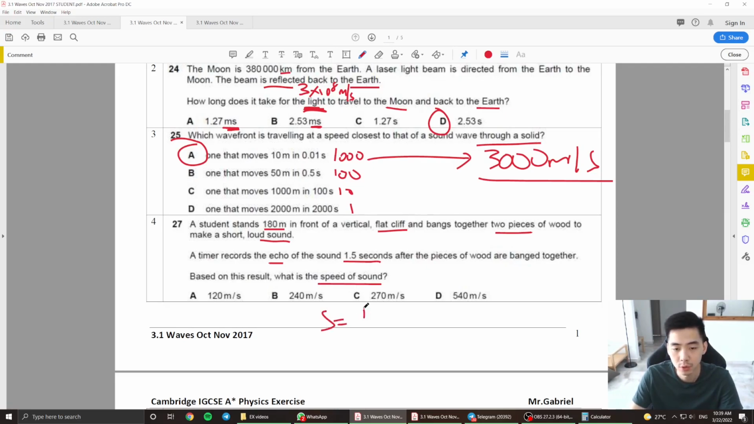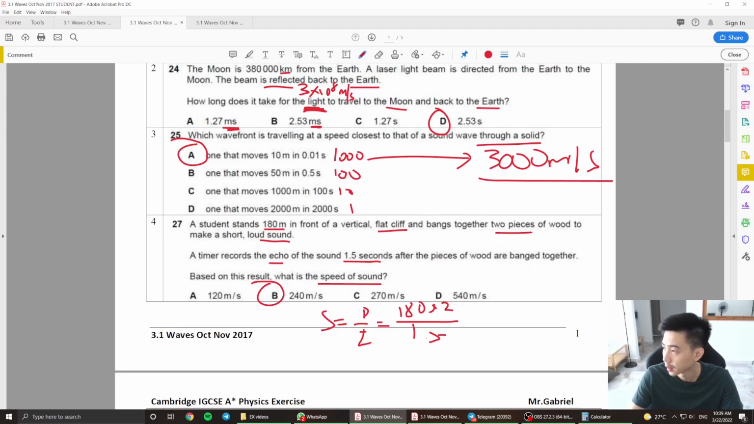Now, speed is supposed to be distance over time, right? Yet again, because it's an echo, you have to double the distance, which is 180 times 2 divided by 1.5. Press that in the calculator, 180 times 2 divided by 1.5. You'll get exactly 240 meters per second here.